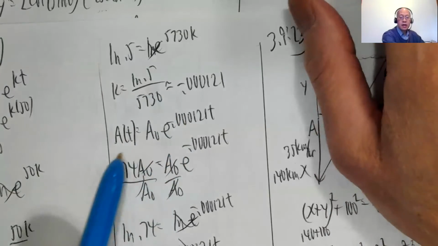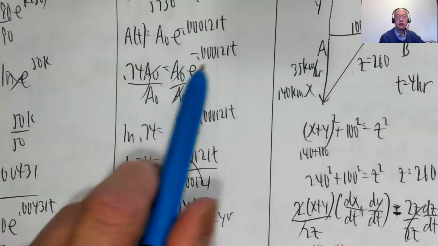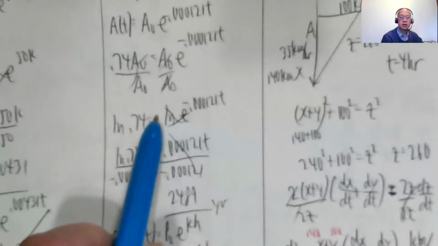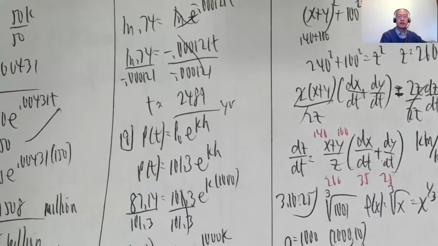Plug that back in. Now put 0.74 A0 here. 0.74 A0 is A0 e to all this. Divide both sides by A0, it's gone. ln both sides. Divide by negative 0.000121. So time is approximately 2489 years.